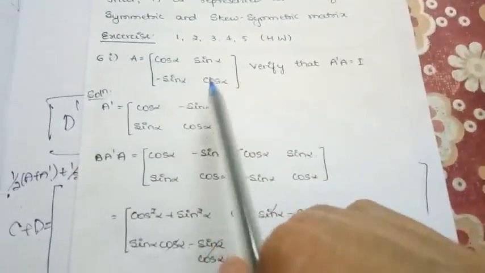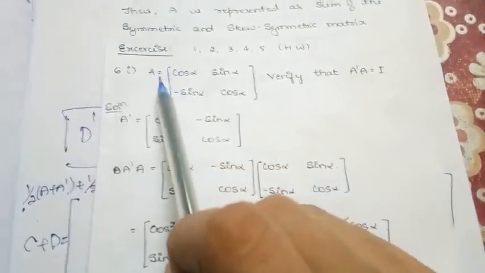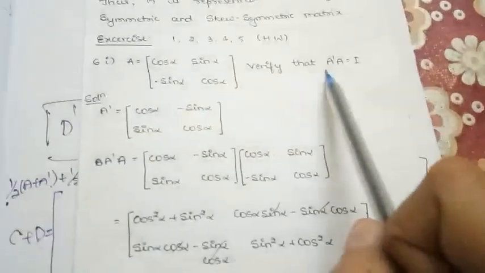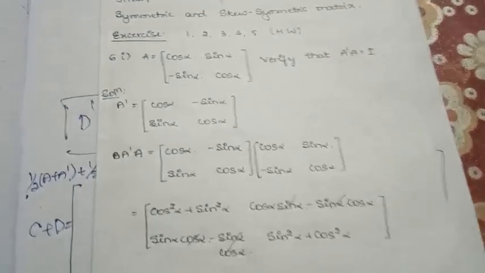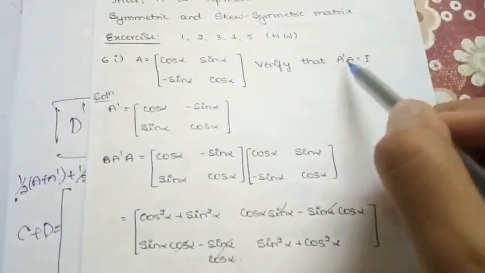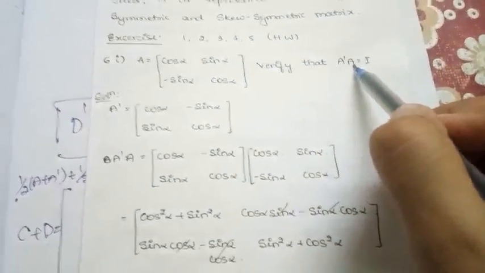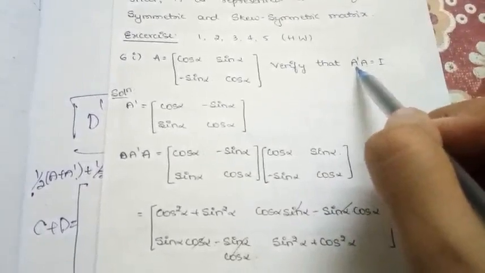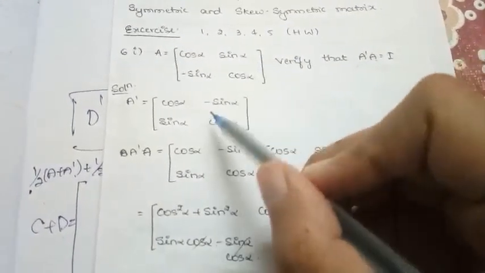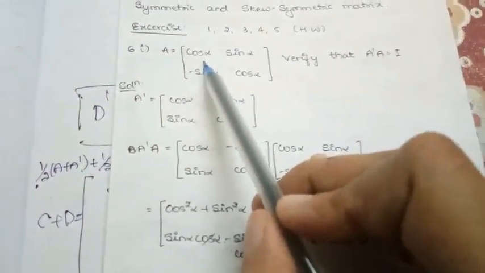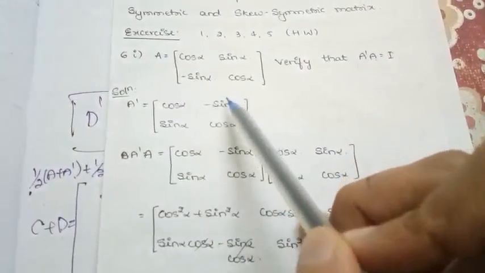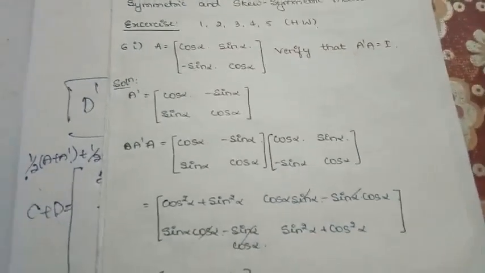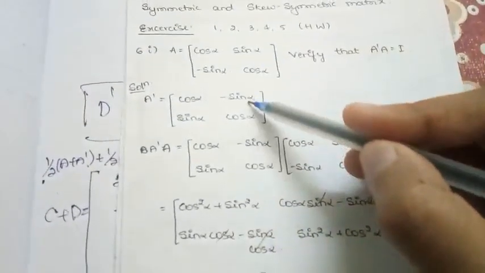So in the exercise, there is one question. They have given a matrix A, and they have asked us to verify that A transpose A is equal to the identity matrix. Please be clear that here they are asking A transpose into A. So first, what is A transpose? We need to take the transpose of the given matrix, which I have taken here. See, cos alpha, sin alpha becomes our first column, minus sin alpha, cos alpha becomes the second column. So now I got the transpose.